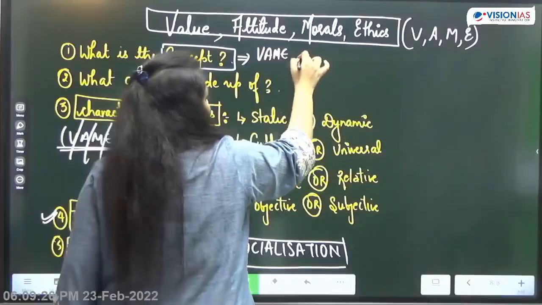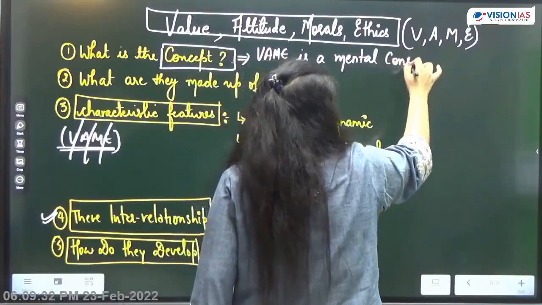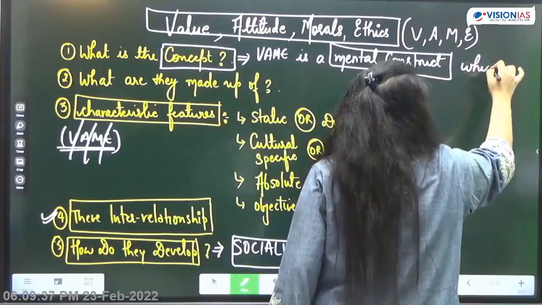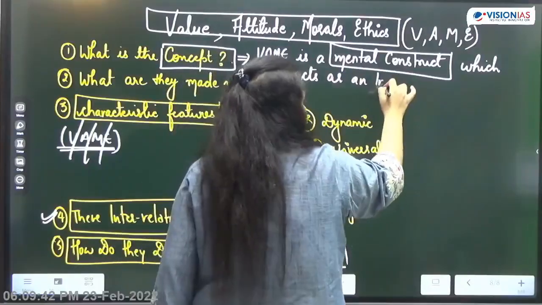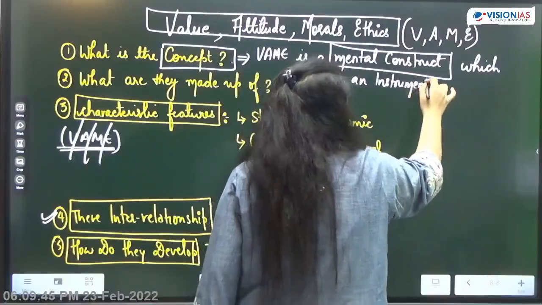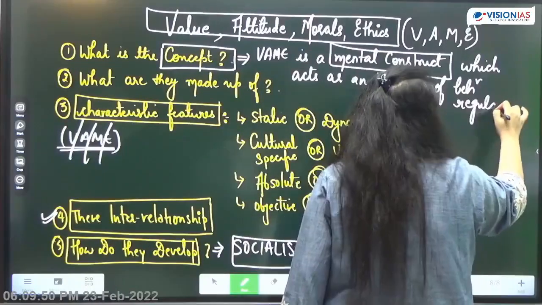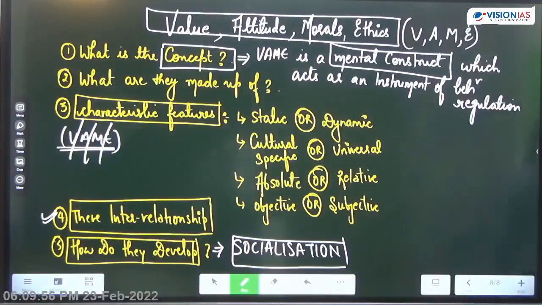VAME is a mental construct. It is defined as a mental construct which acts as an instrument of behavior regulation. It is acting as a mental construct which serves as an instrument of behavior regulation.